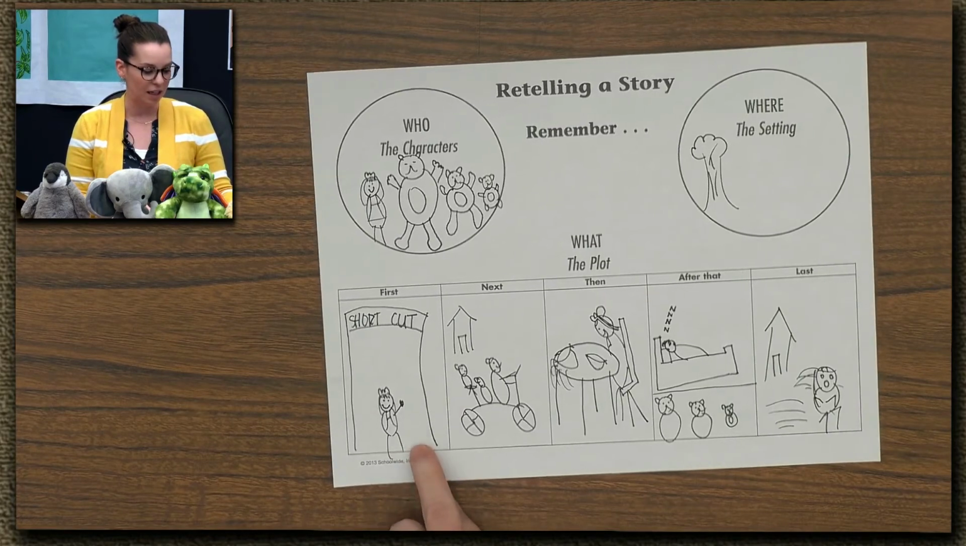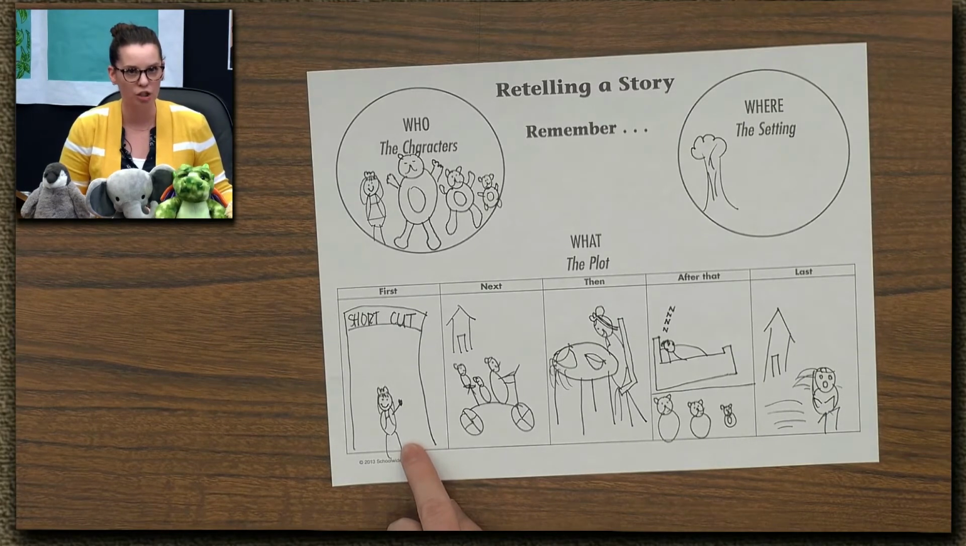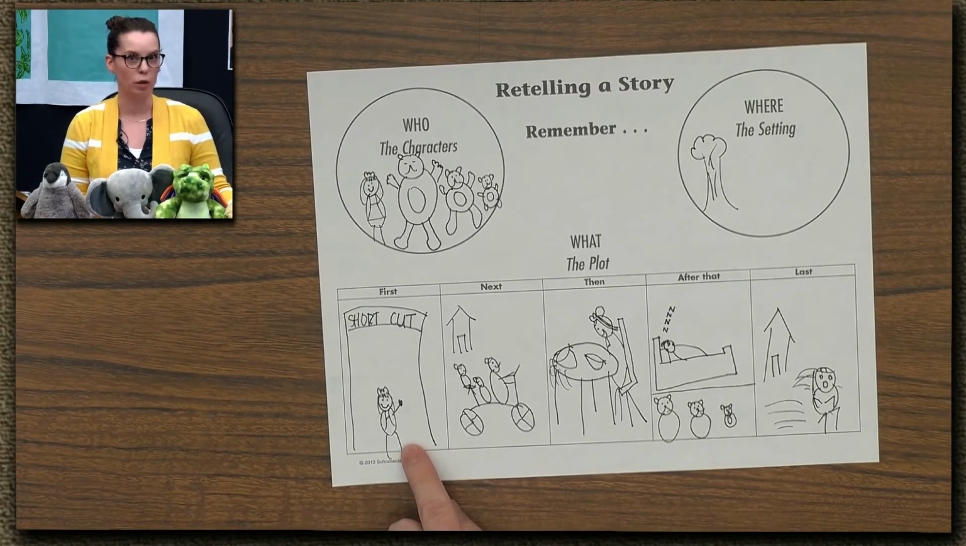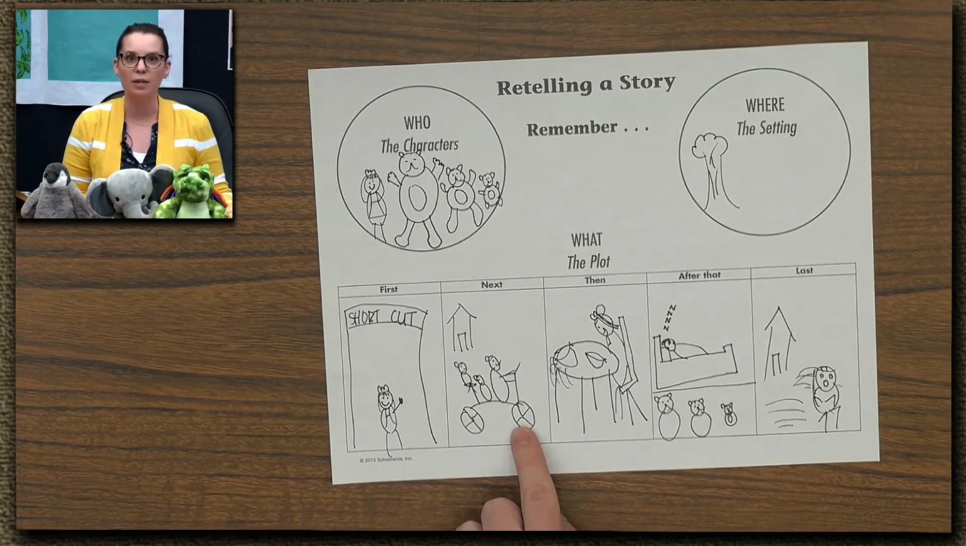Character, setting, beginning. Oh, in the beginning, first, Goldilocks is going through the woods. And even though her mom tells her not to, she takes the shortcut. And next, the bears go on a bike ride because their porridge is too hot at their house.